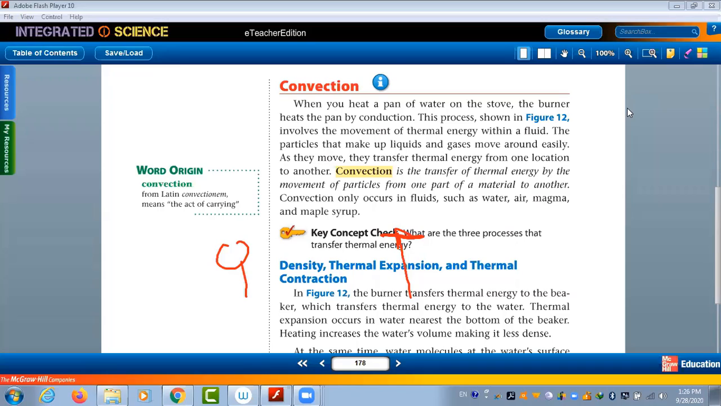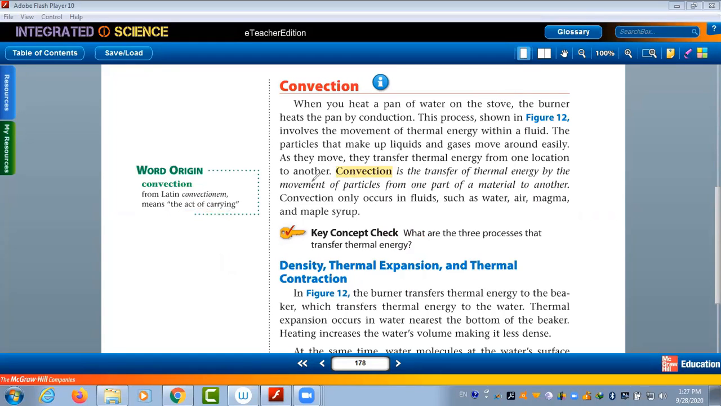Do you know the meaning of convection? Hassan, what is the meaning of convection? Yes, the act of carrying. The act of carrying, excellent. So the word comes from Latin convictio, which means the act of carrying. So something is carrying another thing. This is the meaning of convection.